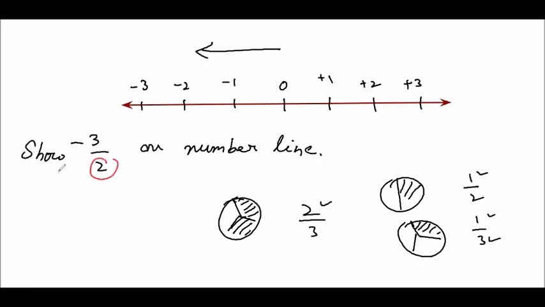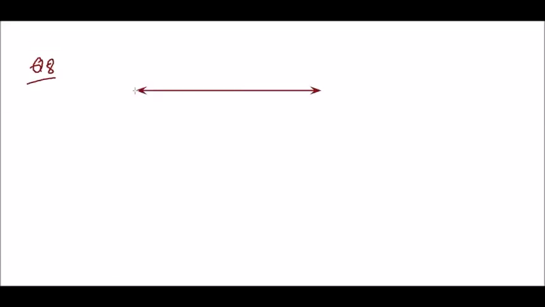This 2 shows that all of these integers, plus and minus, have been divided into 2 parts. So 0, 1, 2, 3. This is the answer. Now this shows -3/2. Let me draw first, then I start explaining.